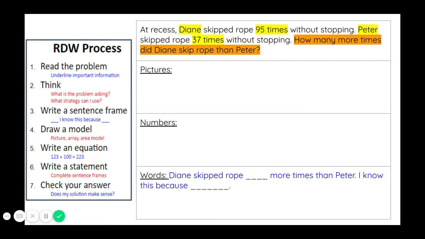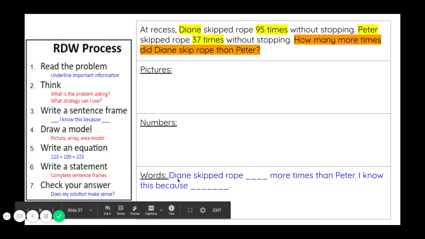Now I'm moving on to my step 3, write a sentence frame. I'm looking back at the question, how many more times did Diane skip rope than Peter? To write that in a sentence frame, Diane skipped rope blank more times than Peter. I don't know how many times yet, so I'm going to put the blank. And our second sentence is always, I know this because blank.